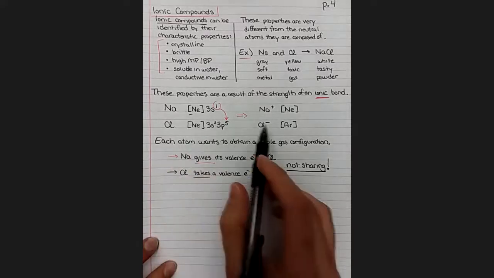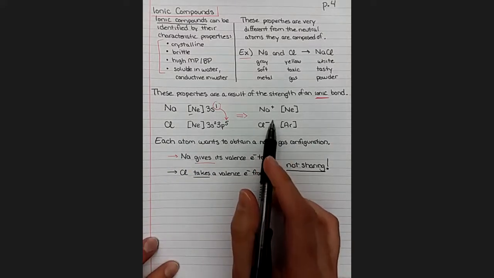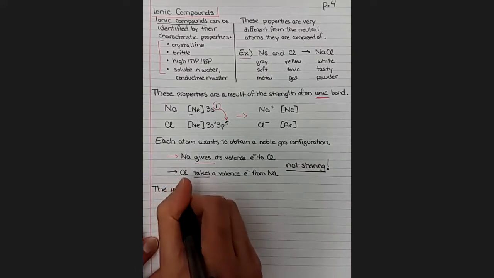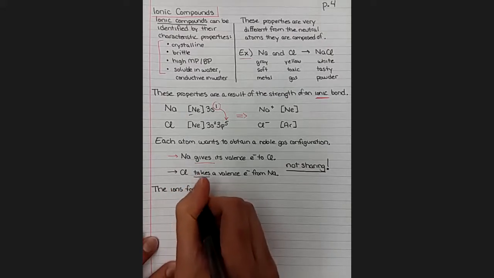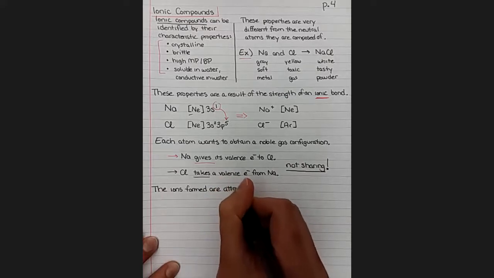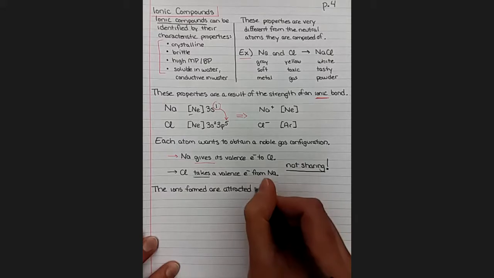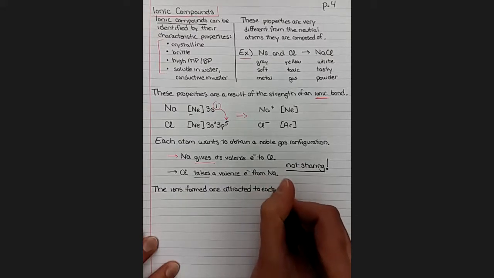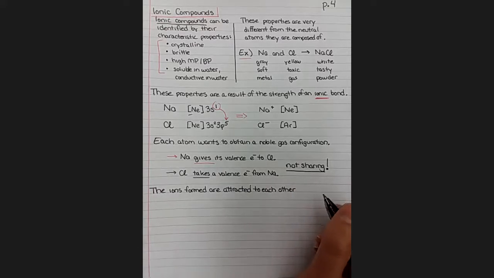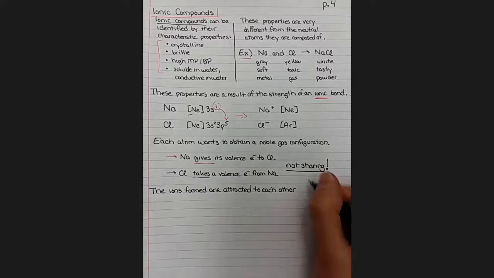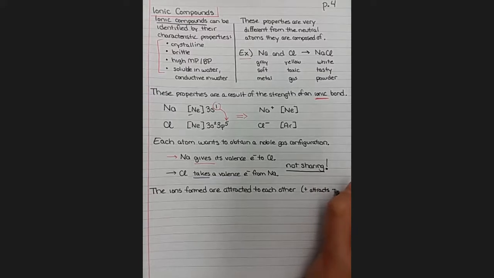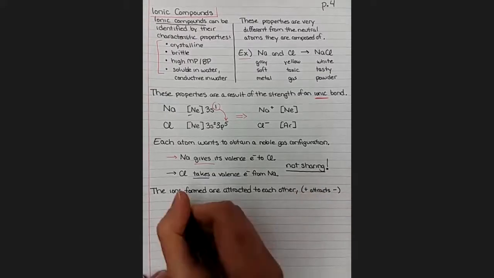And so after this giving and taking, we have ions that are formed, a cation with a positive charge and an anion with a negative charge. And these ions are attracted to each other. And that's why ionic bonds form. The ions formed are attracted to each other. Remember from when we talked about the experiments leading to the discovery of the subatomic particles, that opposite charges attract and like charges repel. So positive attracts negative. This is officially called electrostatic attraction.